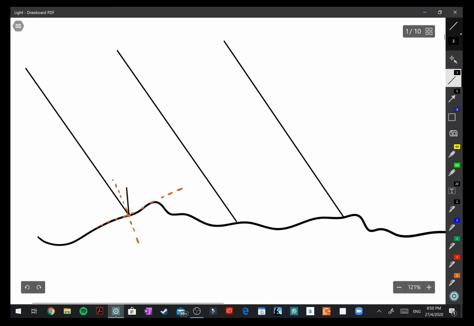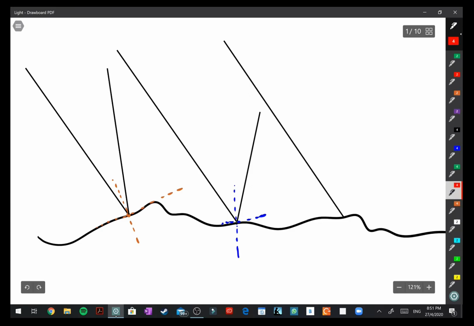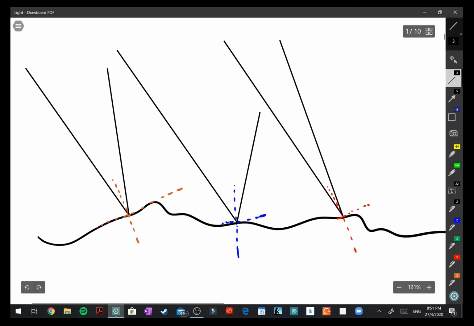Same thing, I'm going to do the same thing for here. There's a tangent here. I draw the normal, something like this, and then the reflected ray will go in this direction, right? And finally, the last one, I'll draw the tangent, looks something like this with the normal here. And then you have the angle of reflection, somewhat like this.